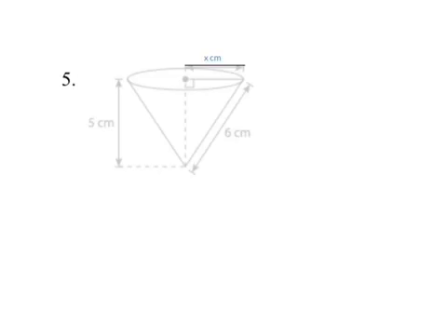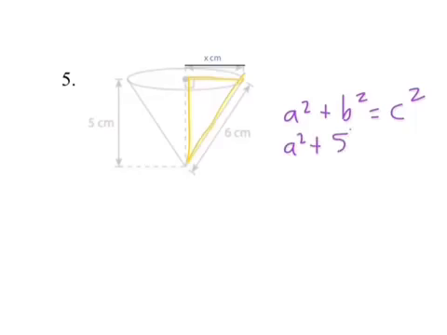Number 5 is a cone, but we're looking for the value of x. It looks like we're looking for that radius, and I do see that this is a right triangle. So to get this value, we could use the Pythagorean theorem. The 6 would be the hypotenuse. So a squared plus 5 squared equals 6 squared. A squared plus 25 equals 36. And then we would have to subtract to get a squared by itself.